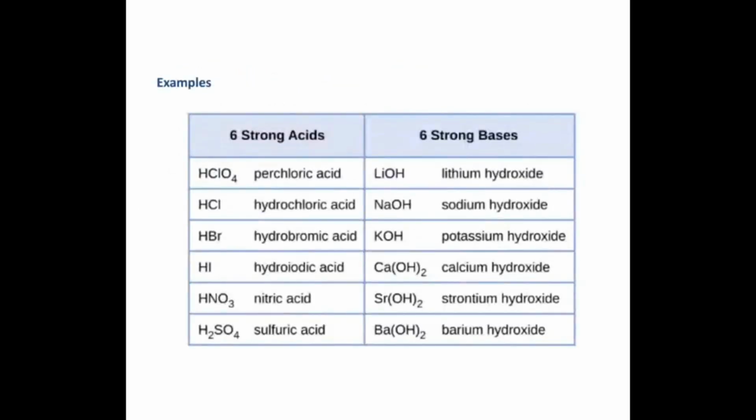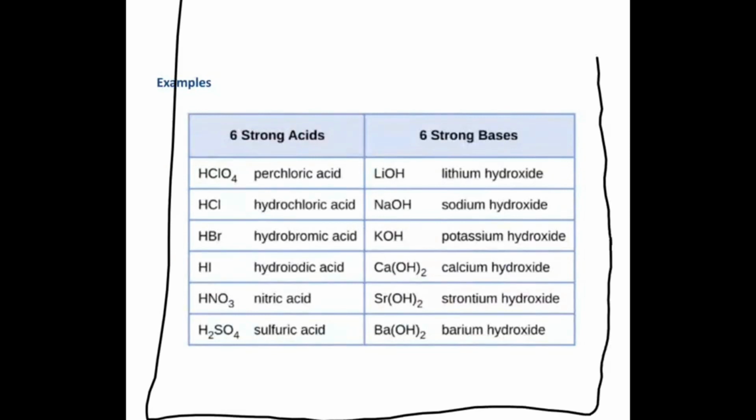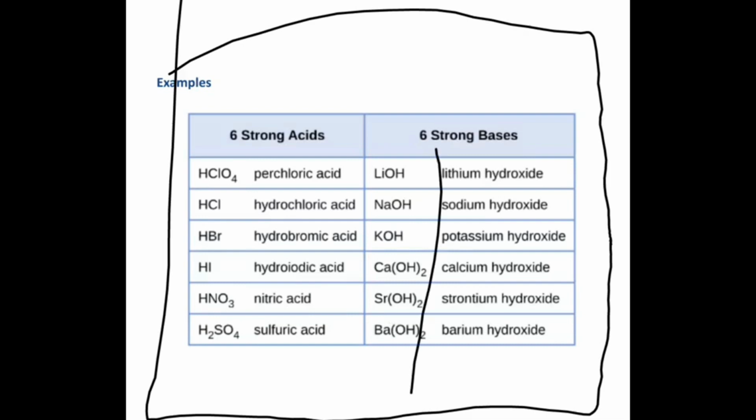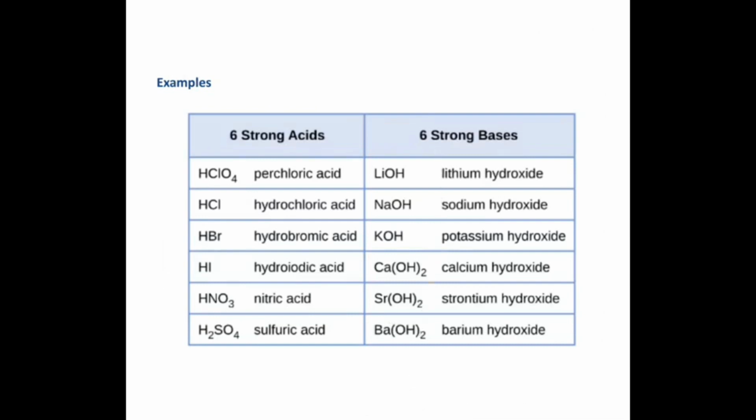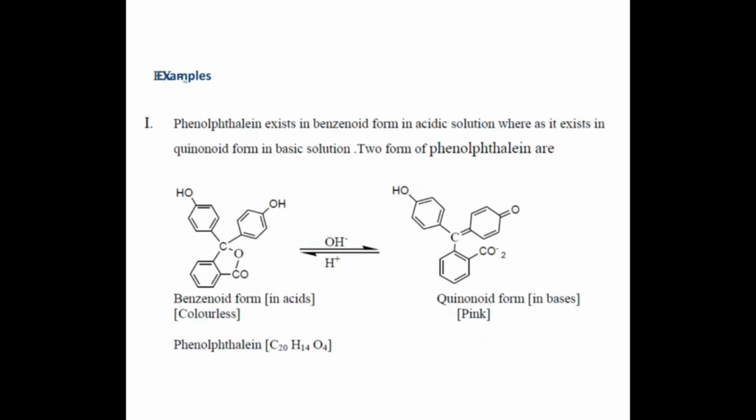These are the examples of strong acids and strong bases, which you should know: hydrobromic acid, nitric acid, sulfuric acid, strong acids. And strong bases, you should know too. The next example is the benzoate form and the quinonide form.